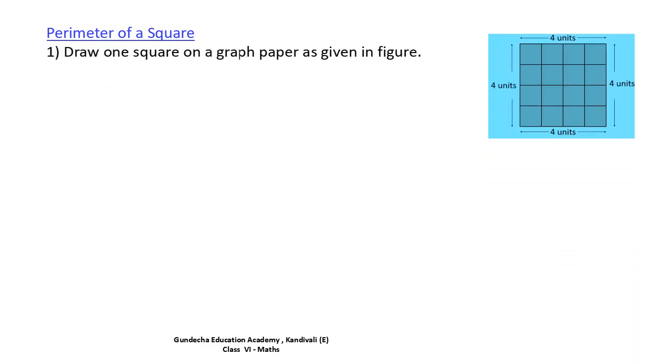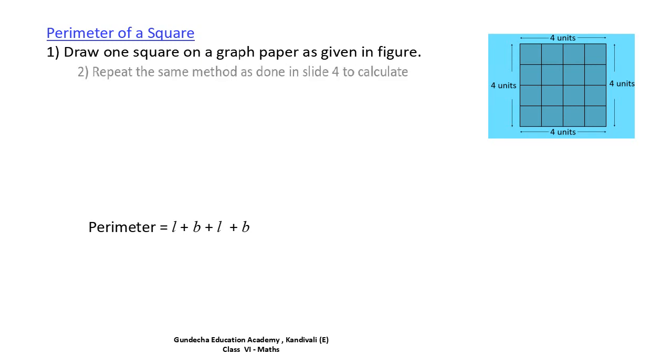After finding the formula for perimeter of rectangle, now we will find the formula for the perimeter of a square. For this, again we will do the activity. We need a graph paper again. So on a graph paper, draw one square as given in the figure.